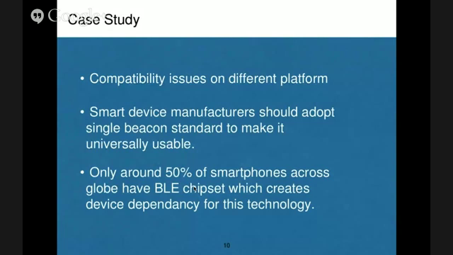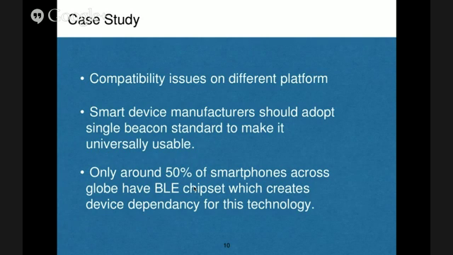So what I found out is there has to be a universal specification which should be adopted by each and every manufacturer so that we can have cross-platform compatibility. Smart device manufacturers should adopt a single beacon standard to make it universally usable. That is what I have discussed.